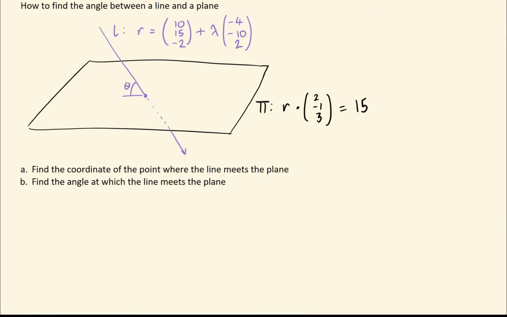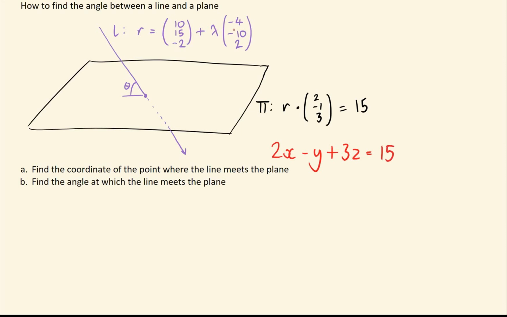And again, you have the same type of question. You would say, first of all, find the coordinate of the point where the line meets the plane. I'll start this, but I won't finish it because it's fairly straightforward. And this is slightly easier if you have this in this formula. It doesn't matter too much.